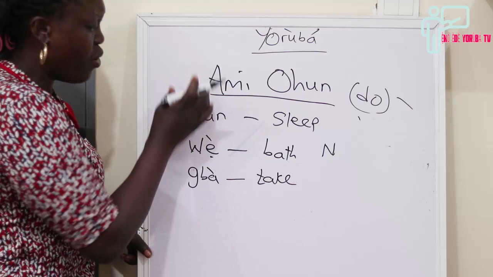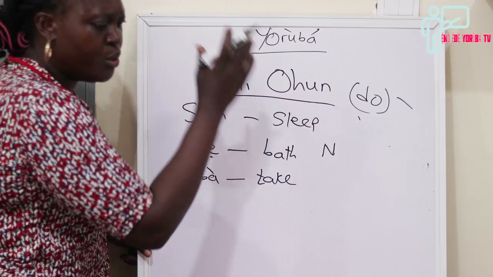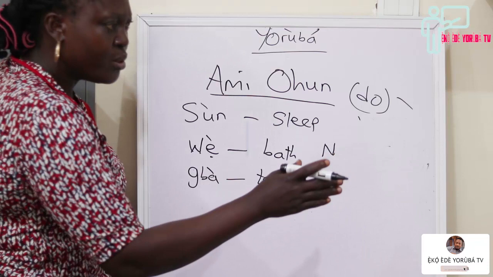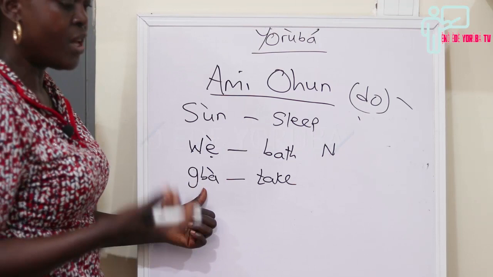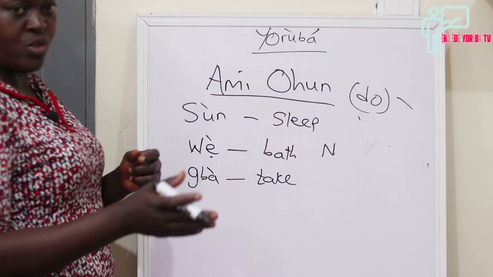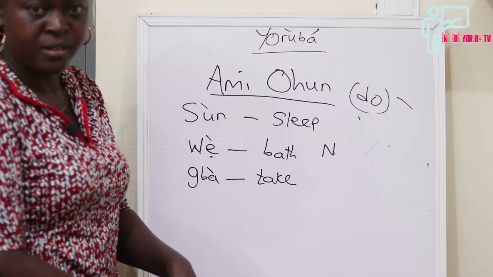Do, we are still talking about do. Do. Ba. You can see that the sounds go with that letter. I didn't say ba. You can see that it's different now. Ba is different from ba. I didn't say so. You can see that that one goes up and that one goes down.